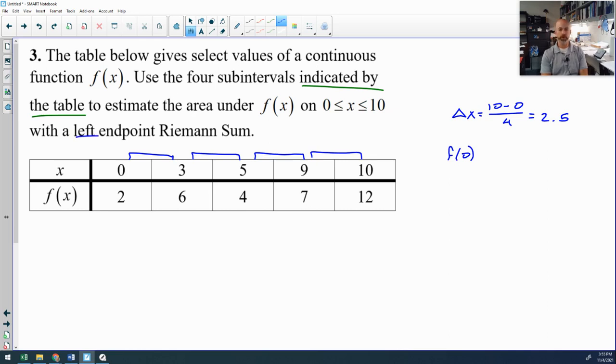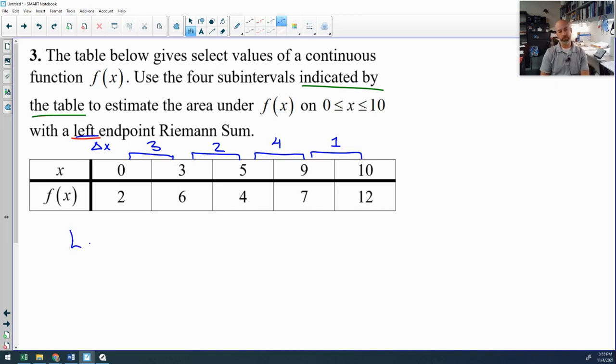Where's the instruction? Left endpoint, there. If I'm using left endpoint, I'll need my left endpoint of 0. My next endpoint would happen at 2.5, and that's not in the table, and you're not allowed to create your own information to solve the problem. So you're at the mercy of whatever the table gives you. So I'm looking here, and the delta x is inconsistent this time. We don't have the same delta x. My first delta x, I go up by 3, then I go up by 2, then from 5 to 9, I'm going up by 4, then from 9 to 10, I'm going up by 1. And remember, we are using the left endpoint, the left side, to get the heights of the rectangles.